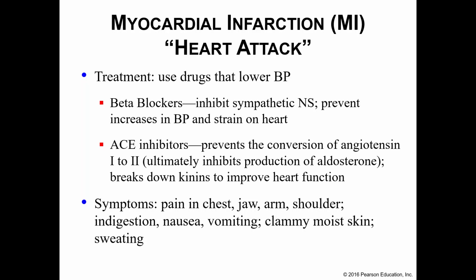And then ACE inhibitors. So hopefully you have mastered aldosterone by now. If you remember the RAS system, the renin, angiotensin, aldosterone system, aldosterone ultimately increases your blood volume, which increases your blood pressure. And all of that comes from the conversion of angiotensin 1 to angiotensin 2, which is what ACE does, angiotensin converting enzyme. If we block the conversion of angiotensin 1 to 2, ultimately you will not produce as much aldosterone. If you don't produce as much aldosterone, this will lower your blood volume, which will lower your blood pressure.